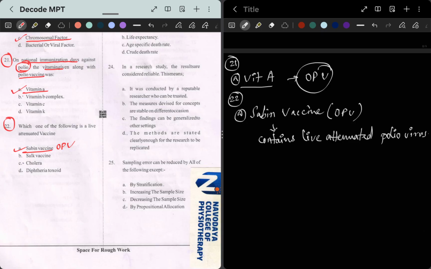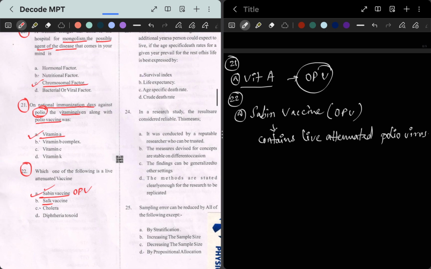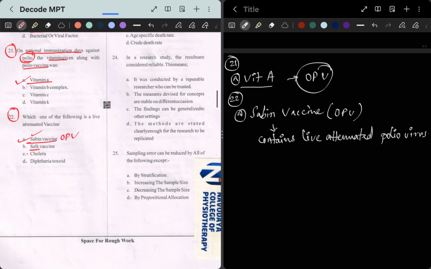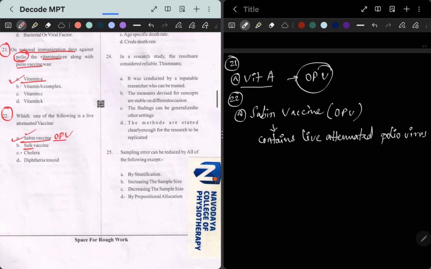Another option is the Salk vaccine. What is that? It is the inactivated polio vaccine, the killed polio vaccine. Cholera is traditionally always a killed or inactivated preparation. And the last one, diphtheria toxoid, is a toxoid vaccine, not a live vaccine. So the only live vaccine here is the Sabin vaccine or OPV.